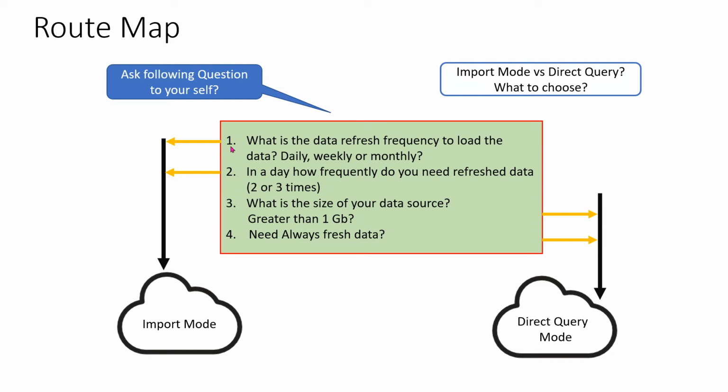If these two questions are matched, you go for import mode. Now ask another two questions. First, is your data size greater than 1 gig, or let's say 10 gig? Second, do you need fresh data? If so, both of my conditions are matched. My data size is more than 1 GB, and I need fresh data. I don't want to do a refresh. In this scenario, I should go for direct query with closed eyes.